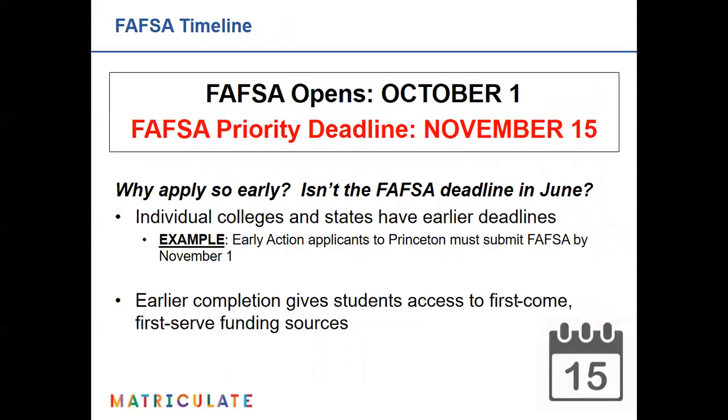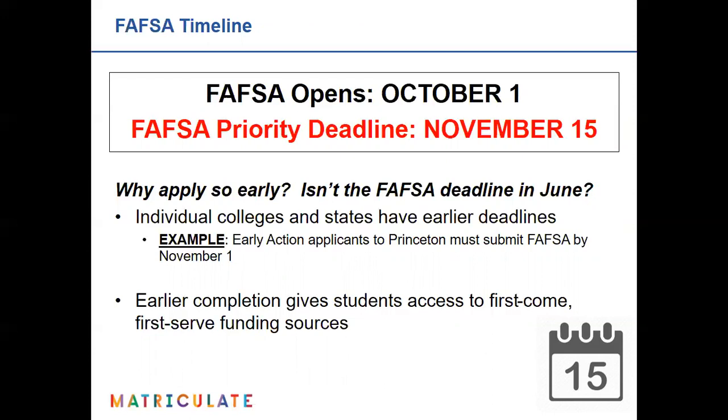So the FAFSA opens on October 1st, and the priority deadline is November 15th. Regardless of how long the application is open, we're encouraging students to apply as early as possible because earlier completion gives them access to first come, first served funding sources, but different colleges and states will have earlier deadlines depending on when the application is due.